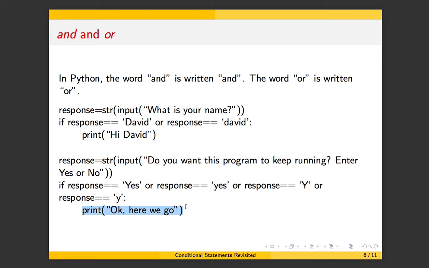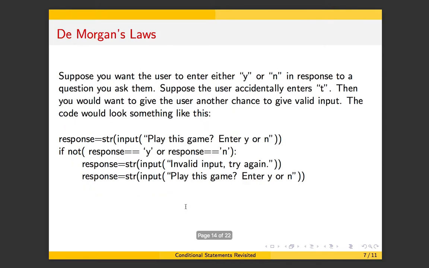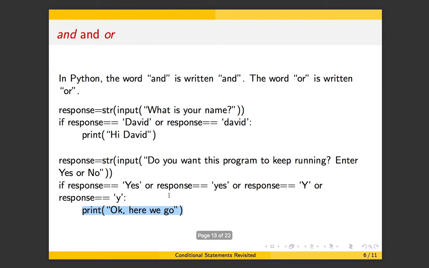Okay, so here's some sample code with Python with an or in it. Now let me move on to De Morgan's laws. These laws come up when you're dealing with ands and ors, in particular when you're doing things like what's on this slide here. Suppose you want the user to enter either yes or no in response to a yes-no question you ask them, just like this, right?